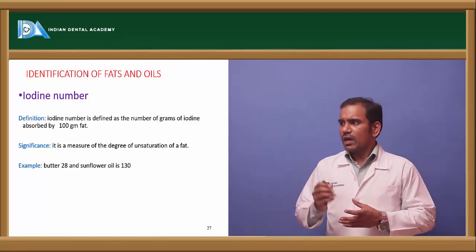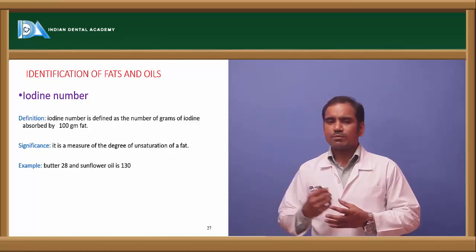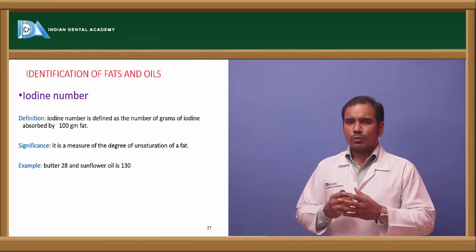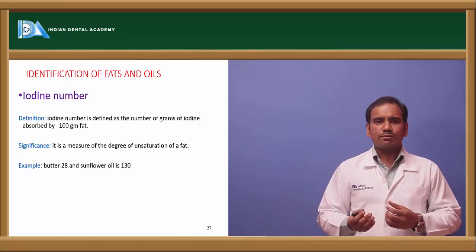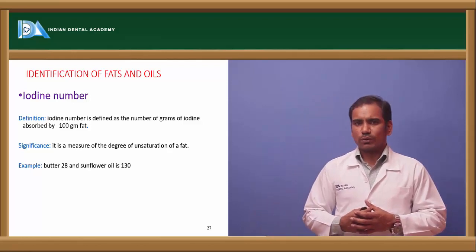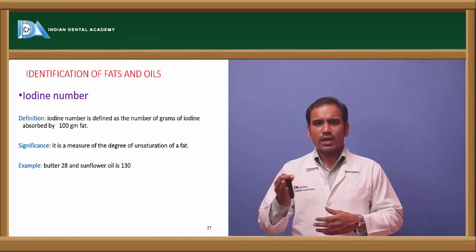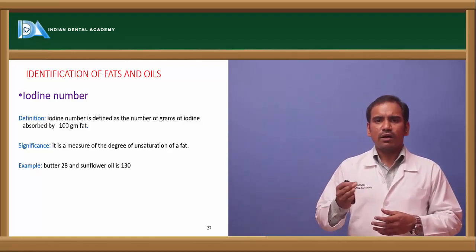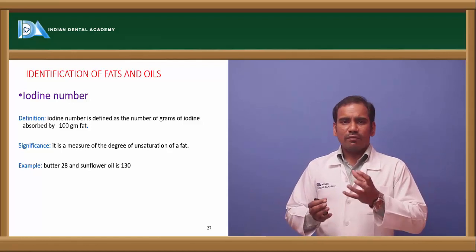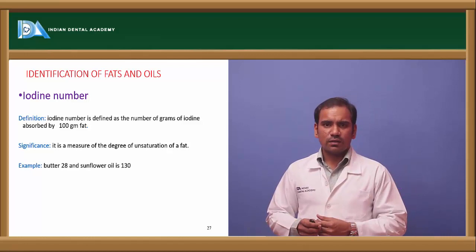So when you take 100 grams of fat, the number of grams of iodine it absorbs is defined as the iodine number. To be simple, the number of grams of iodine absorbed by 100 grams of fat is called the iodine number. And what is the significance of this iodine number? This iodine number indicates the degree of unsaturation. So it indicates whether the given fat is unsaturated or not, and what is the degree of unsaturation in that given fat.